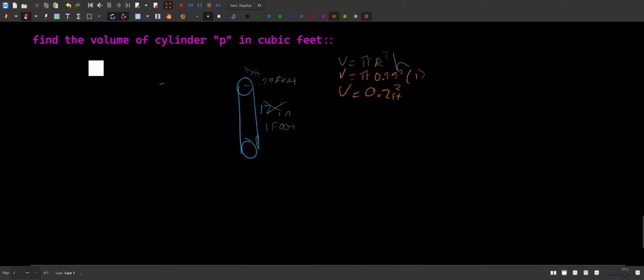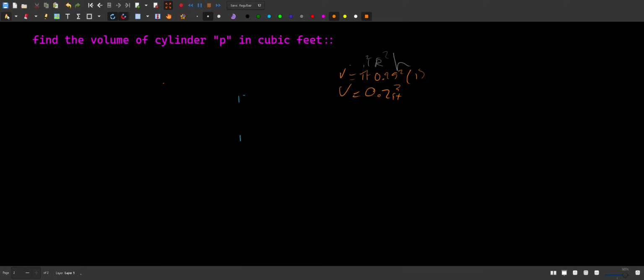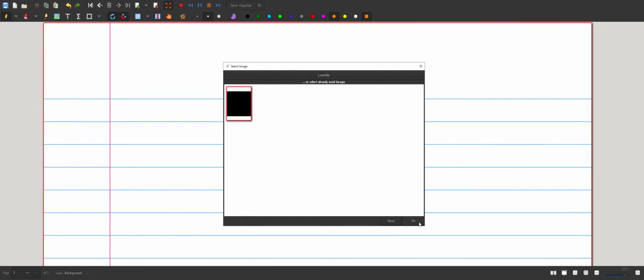Let's try that with the prism. Let me just erase this. Actually, forget that. New page. There we go. What was the other one? We have prisms and spheres. We got a whole thing so we could do the volumes of.